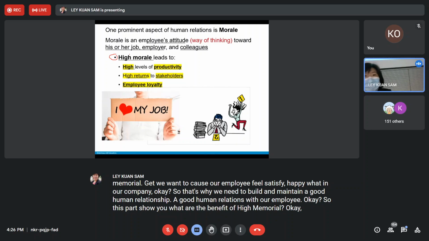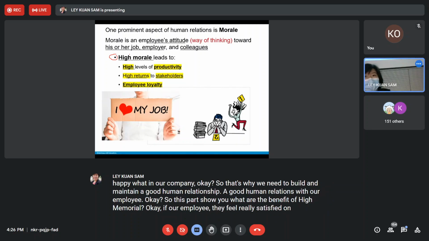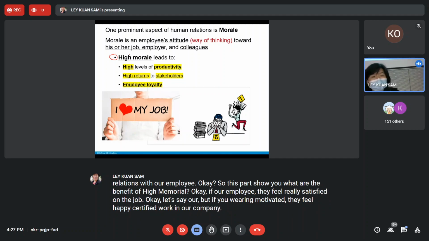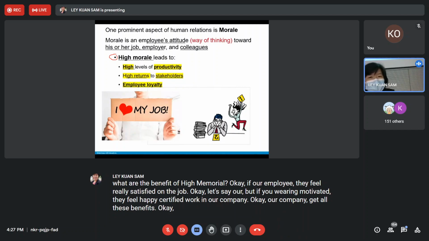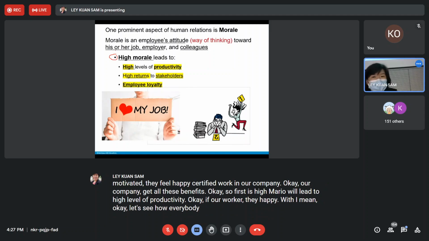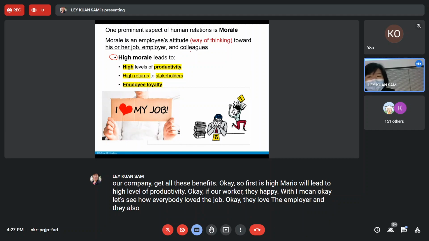If our employees feel very satisfied on the job, let's say they feel very motivated, happy, and satisfied working in our company, our company gets all these benefits. First, high morale will lead to a high level of productivity. Let's say our employees love the job, they love the employer, and they also love to work with their colleagues.